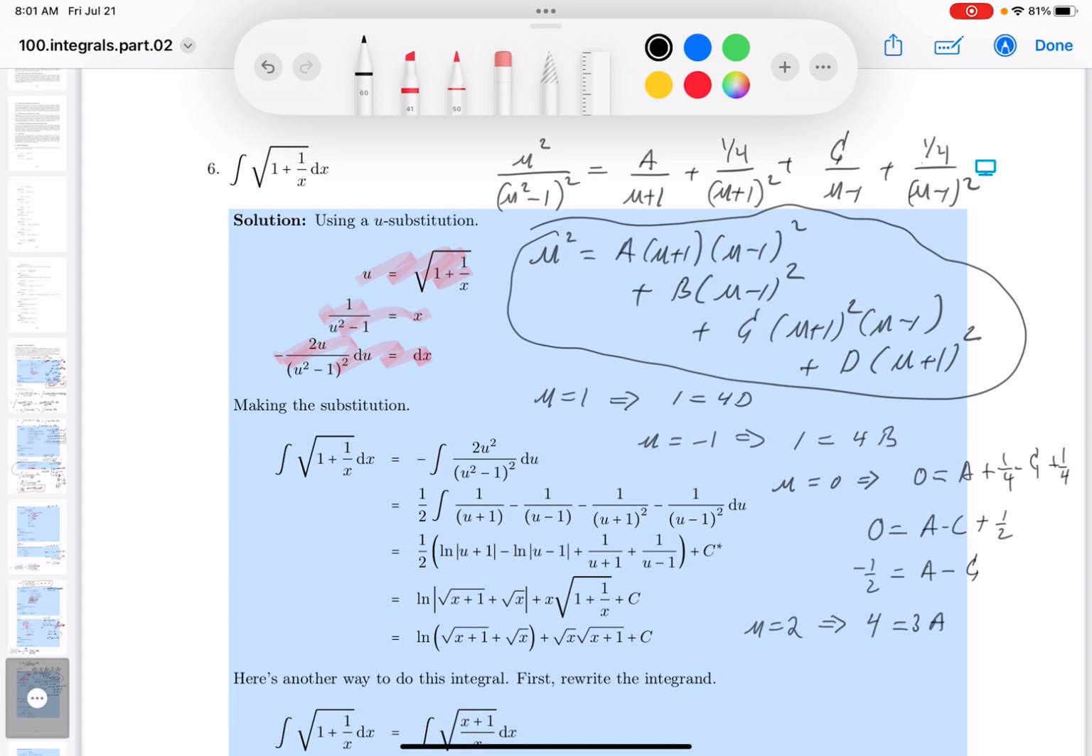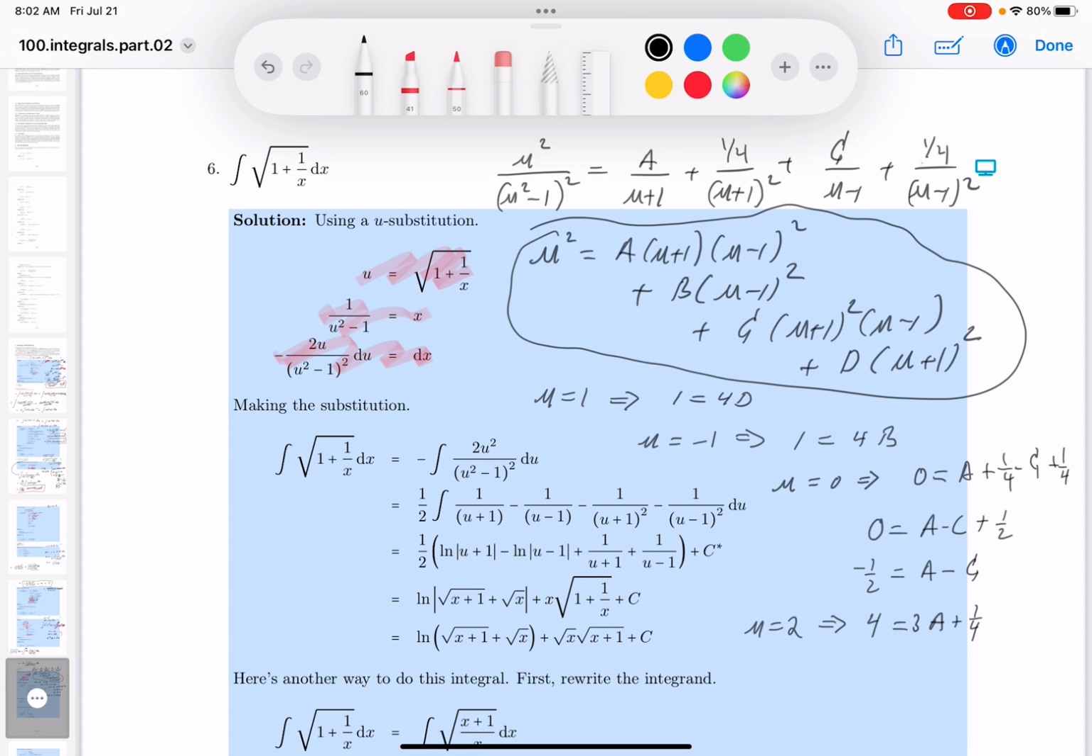I've got to check myself. I'm taking 2, right? 2 squared is 4. 2 plus 1 is 3. And 2 minus 1 is 1, and 1 squared is 1. So 3A. And 2 would give me what there? It would just give me a B. What's B? B is a quarter. Let me check that. Yeah, it's a quarter.